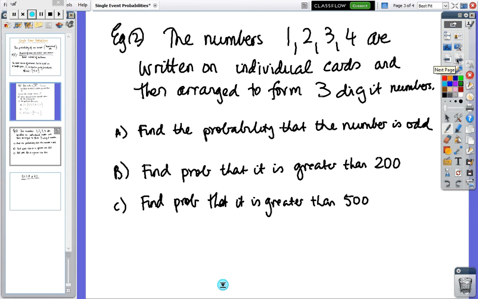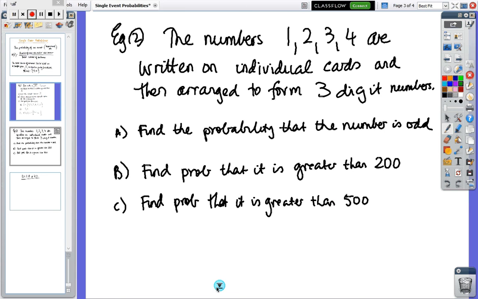Okay, so now the next one: the numbers 1, 2, 3, 4 are written on individual cards, and then they're arranged to form a 3-digit number, not a 4-digit number. Find the probability that the number is odd, find the probability that it is greater than 200, find the probability that it's greater than 500. So think about that, and when you're ready, come back.